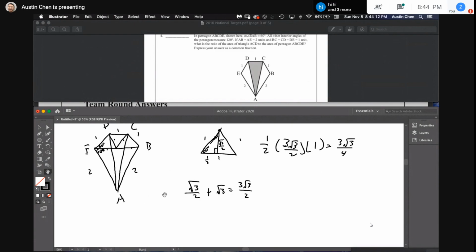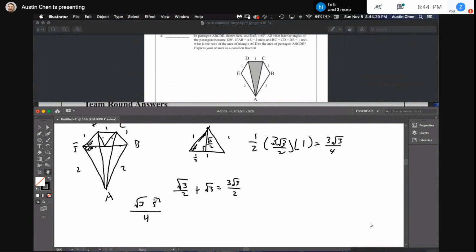But there's also actually a formula for the area of the equilateral triangle, which may save you a little bit of time. It's that the area of an equilateral triangle with side s is √3 times s squared over 4. So then the area of our pentagon will be 3 times √3/4 plus √3 times 4/4. So then this will be 3√3/4 plus √3, which is 7√3/4.